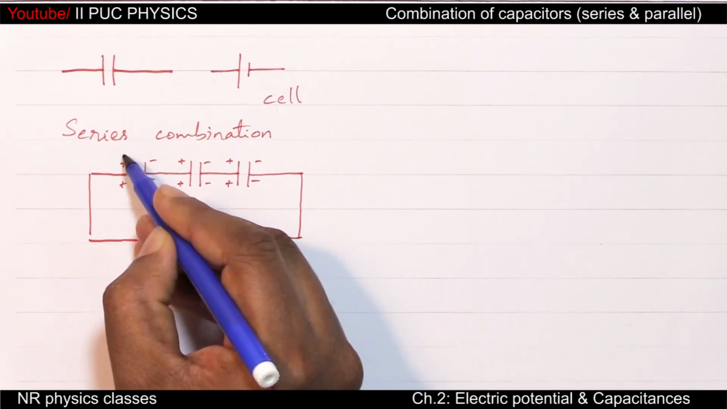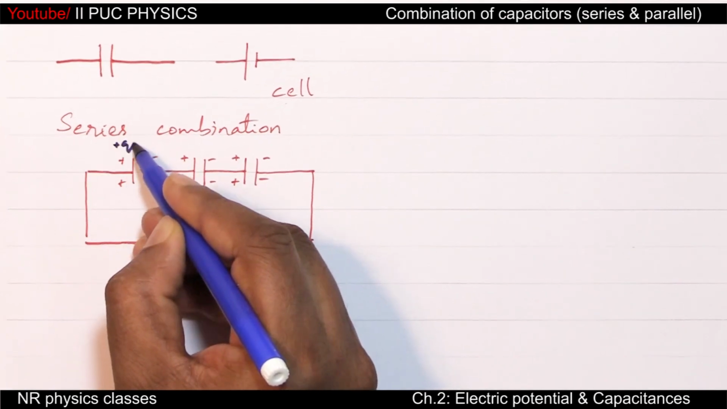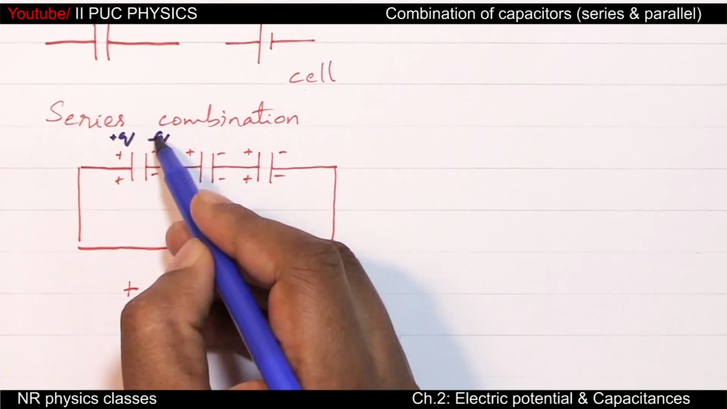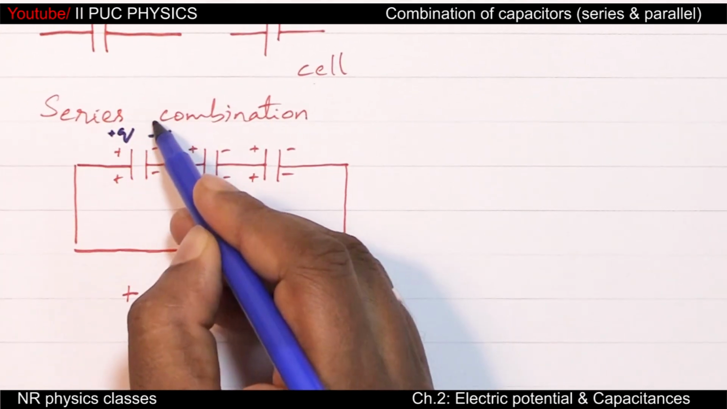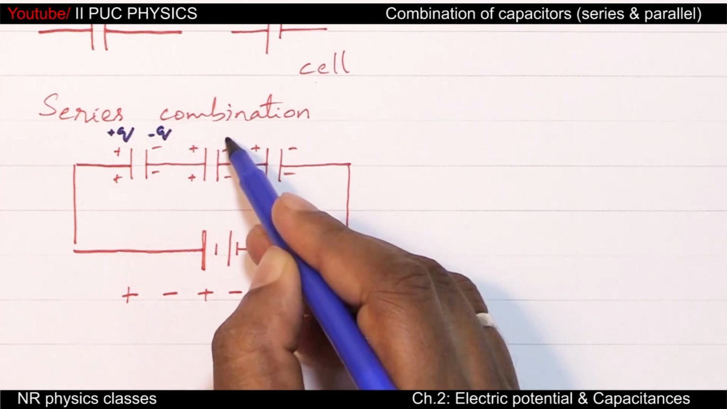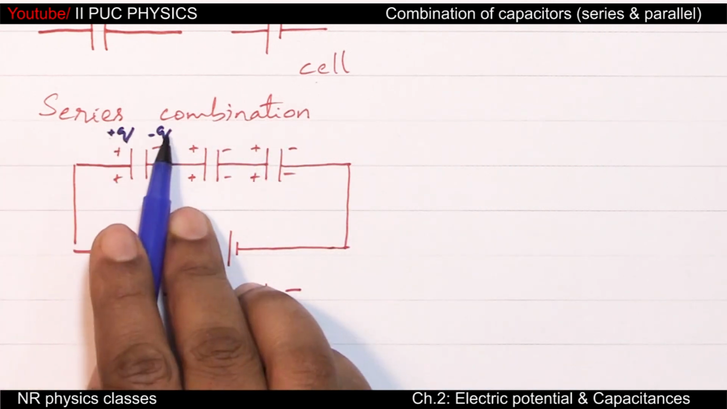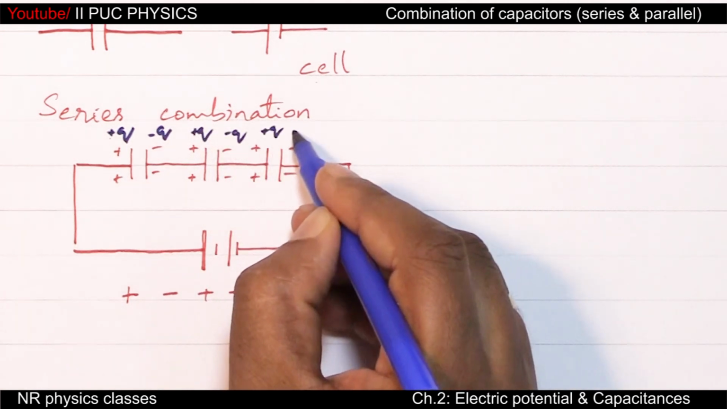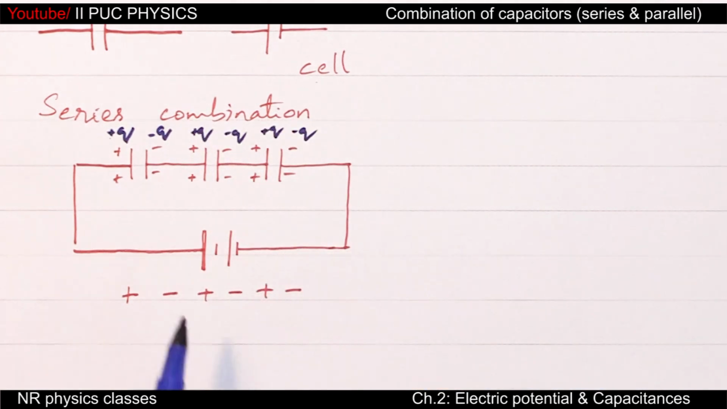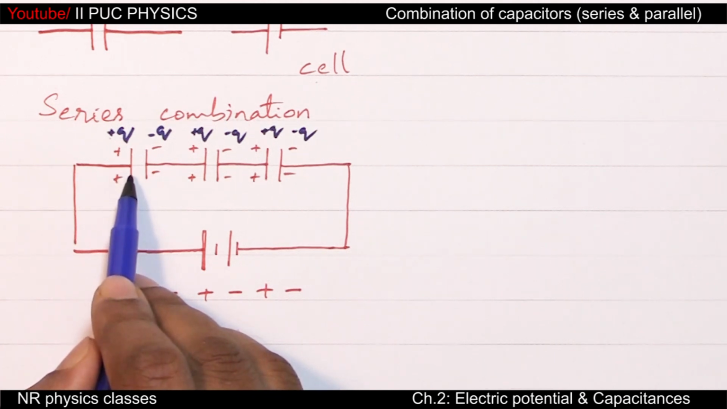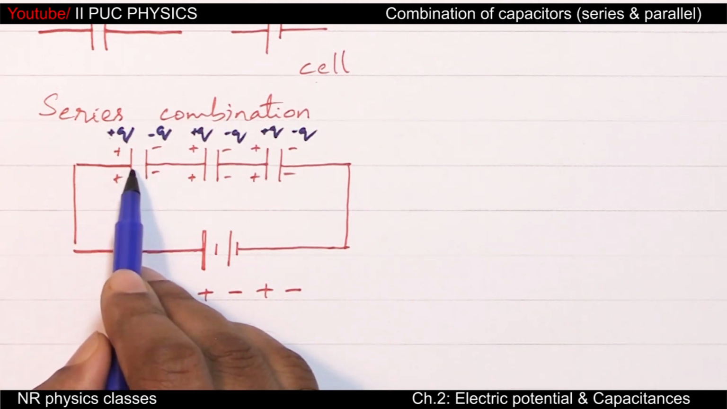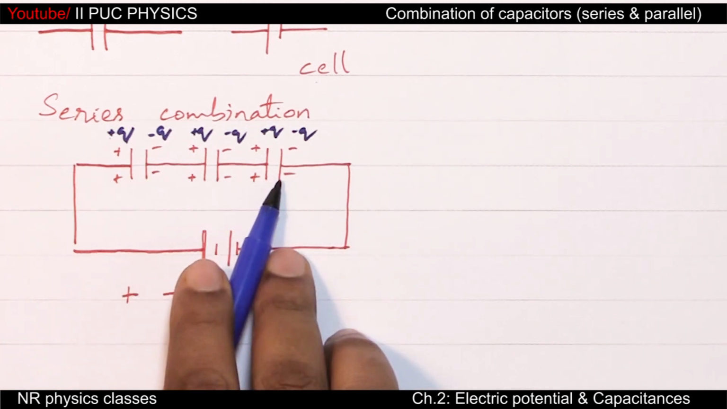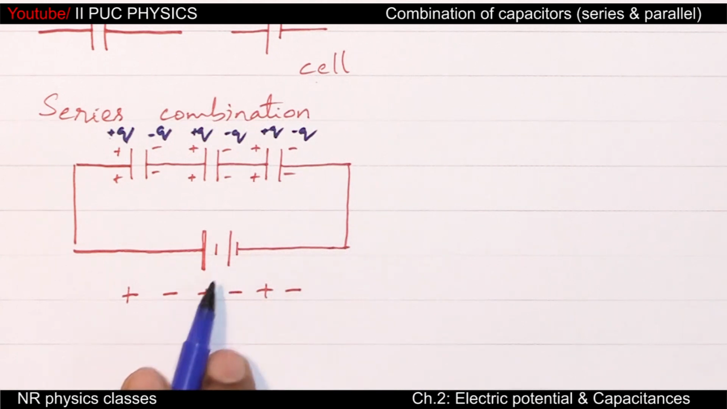Charge on this plate is plus Q, charge on the other plate is minus Q. Recall, total charge on the capacitor is 0. Here also total charge is 0. This is plus Q, this is minus Q. Similarly, plus Q, minus Q, plus Q, minus Q. So charge in a capacitor means charge on each plate. So charge in each capacitor is the same if they are connected in series.